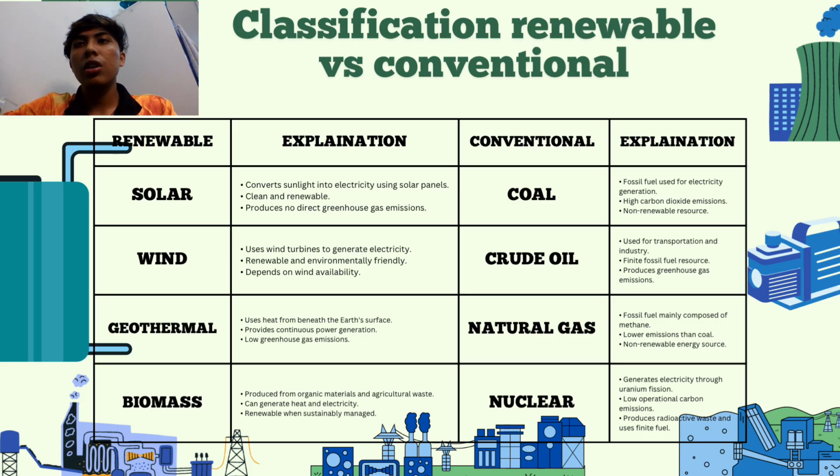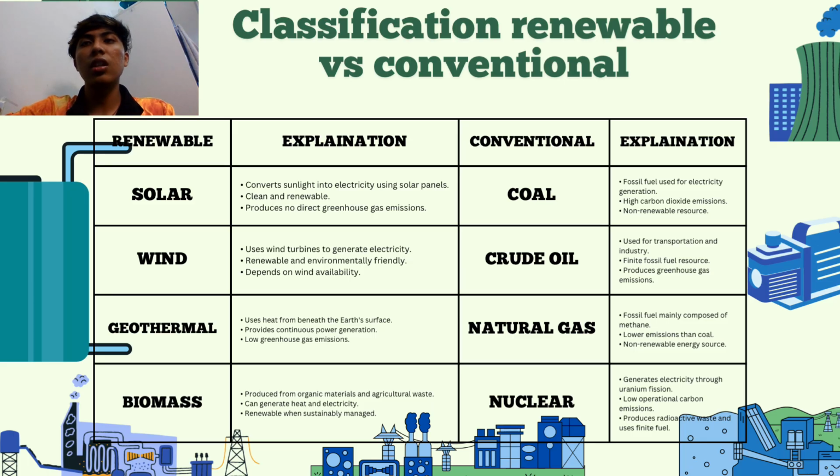On the right, conventional energy sources, which mainly rely on finite resources. Coal is widely used for electricity generation, but it produces high carbon dioxide emissions and it is a non-renewable resource. Crude oil is mainly used for transportation and industry. Since it is a finite fossil fuel, it also contributes significantly to greenhouse gas emissions.